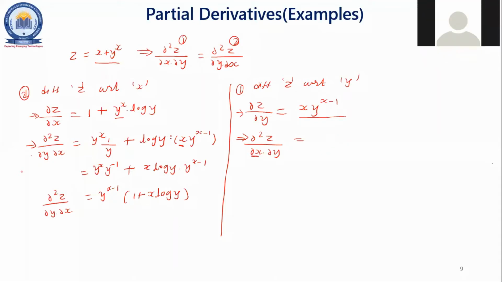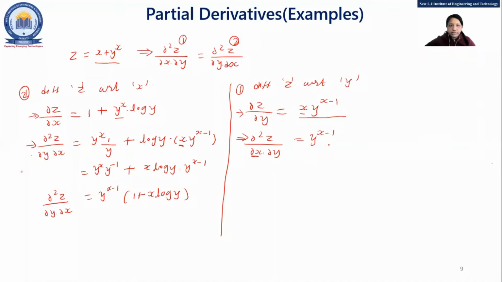Are you getting it? Okay, fine. Which rule are we supposed to apply? Multiplication rule, because x is the first term and y raised to x is also there, right? So I'll write down. First, we'll differentiate x, so we'll get y raised to x minus 1 as the first term. Plus, x is 1. Then we'll differentiate y raised to x minus 1.